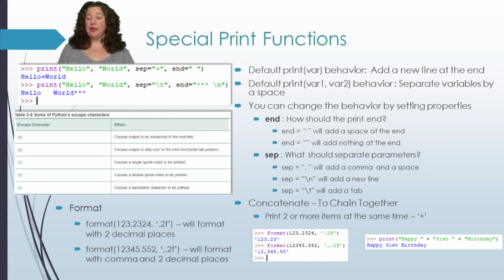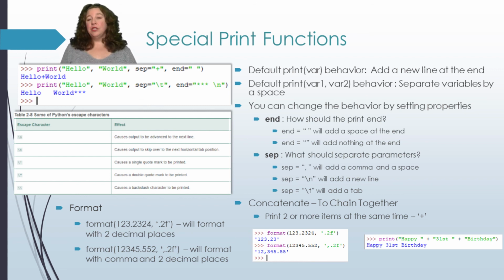So if I wanted 3 decimal places, I could put .3. If I wanted 1 decimal place, I could put .1. And then the F tells you that the parameter that you're passing through is a float. It's a floating point number. It's going to look for a floating point number, and it's going to try to format it in this format. You're going to notice this is really convenient when you're trying to make your numbers look pretty.